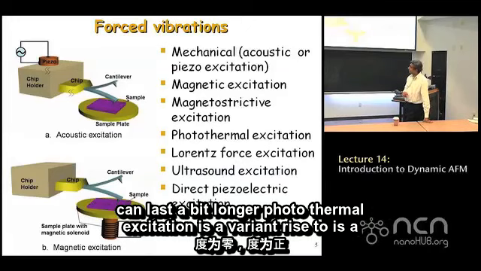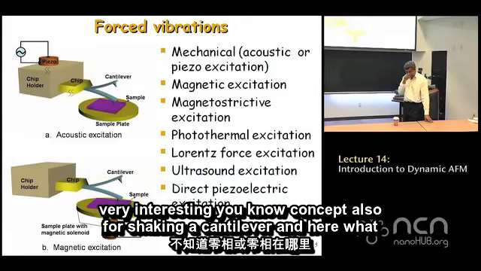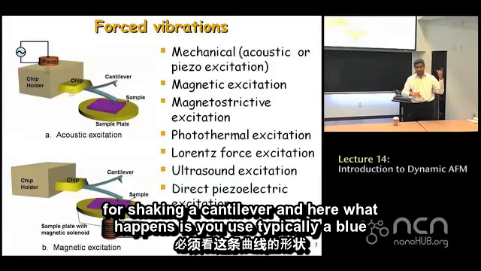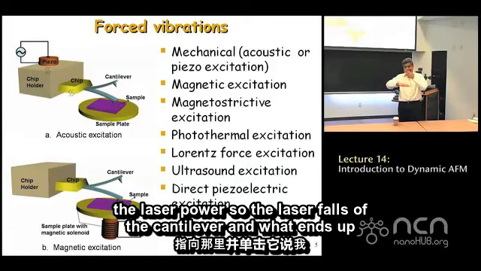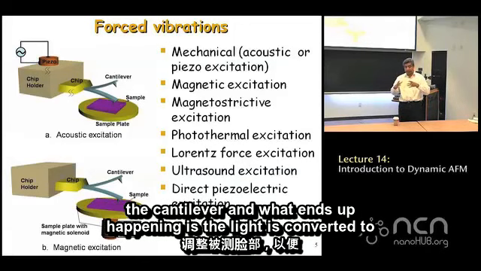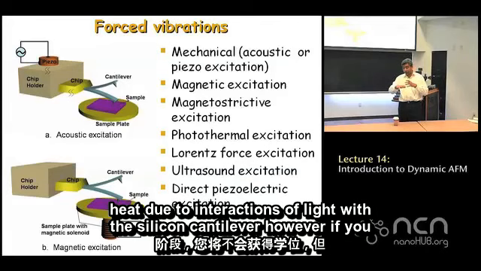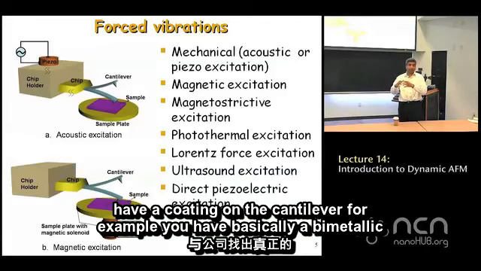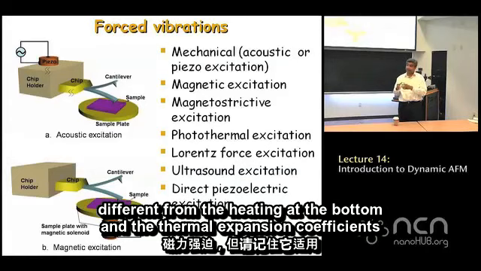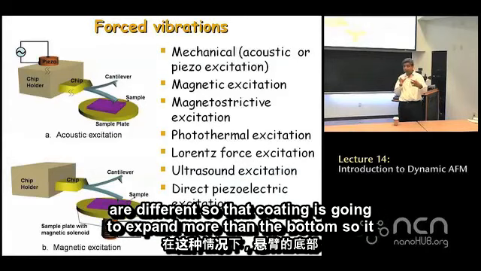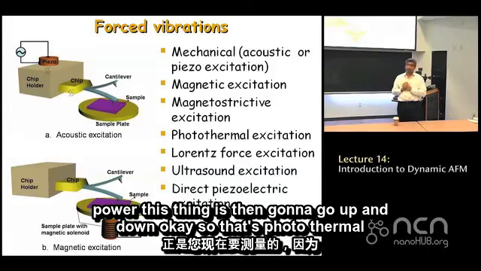Photothermal excitation is a very interesting concept also for shaking a cantilever. And here what happens is you use typically a blue laser, and you provide a modulation to the laser power. So the laser falls on the cantilever, and what ends up happening is the light is converted to heat due to interactions of light with the silicon cantilever. However, if you have a coating on the cantilever, for example, you have basically a bimetallic strip. So the heating on the top is different from the heating at the bottom, and the thermal expansion coefficients are different. So the coating is going to expand more than the bottom, so it bends down. And as you modulate the laser power, this thing is then going to go up and down. Okay? So that's photothermal excitation.